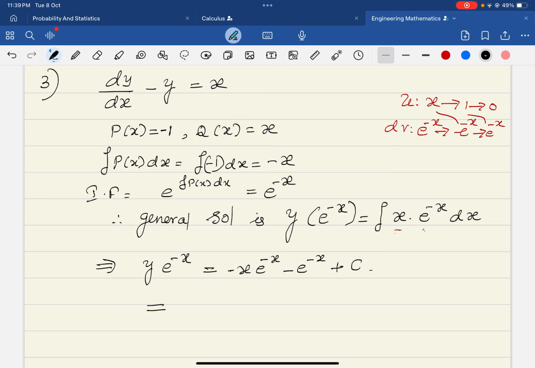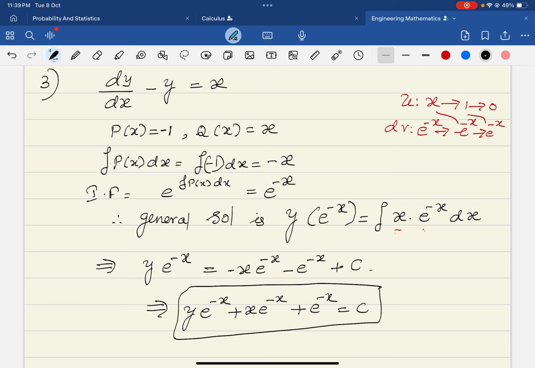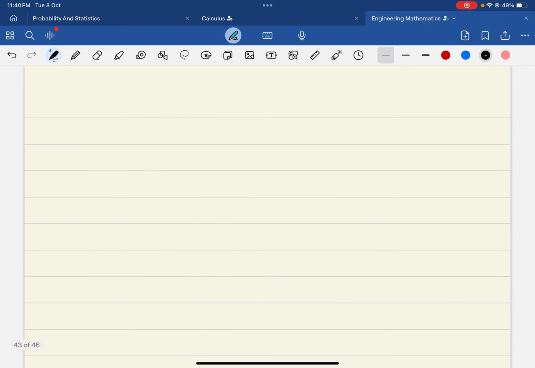Or else you can write the general solution as y e raised to minus x plus x e raised to minus x plus e raised to minus x is equal to c. Like that also you can write down the solution. So, that's the problem on linear differential equation. So, let us now do one more problem.